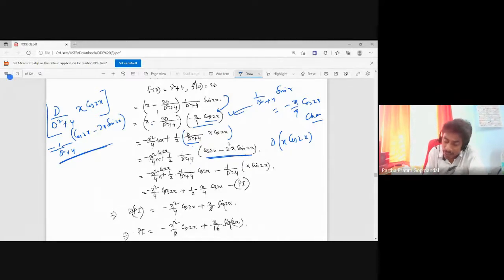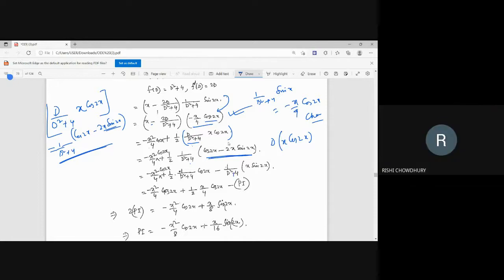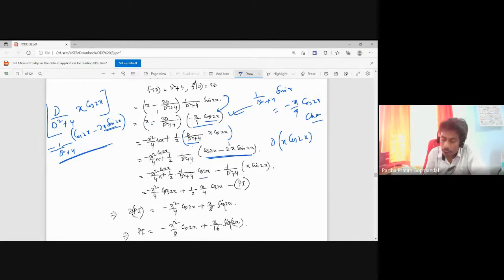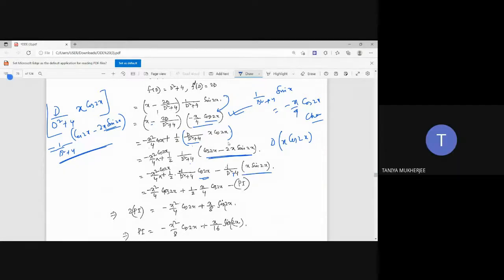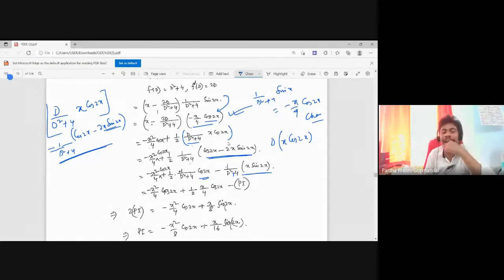Now see, this problem we have already solved: 1 by D square plus 4 cos 2x. And another term, that is 1 by D square plus 4 x sine 2x, with a factor of 2, that is 2 by D square plus 4 x sine 2x. Cos 2x is fine. But what about this term? It is the PI itself.